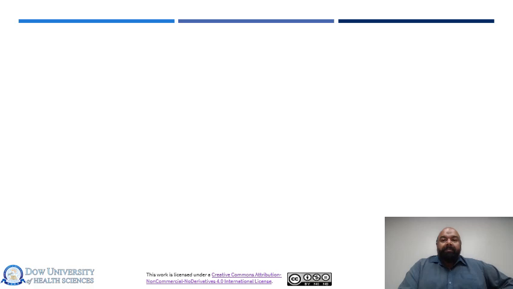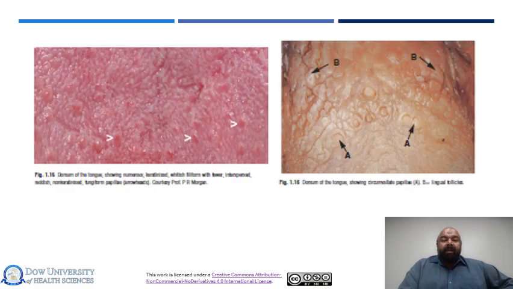Now, this is how circumvallate papillae actually look on the tongue. These are just protuberances, or an area on the posterior side of the tongue where you can see these circumvallate papillae with the von Ebner's glands.